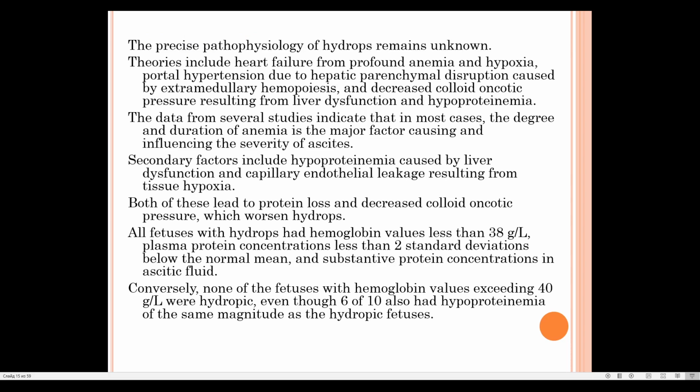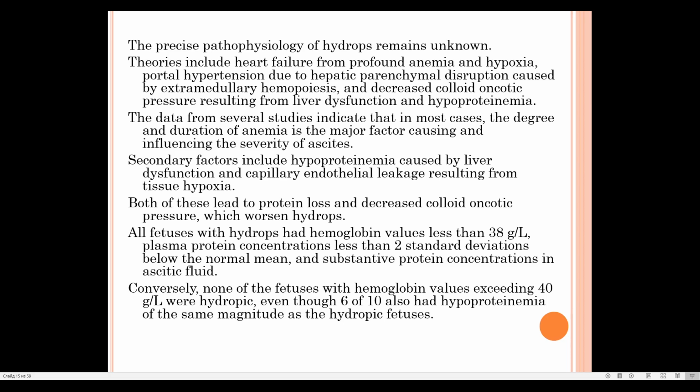The precise pathophysiology of hydrops remains unknown. Theories include heart failure from profound anemia and hypoxia, portal hypertension due to hepatic parenchymal disruption caused by extramedullary hematopoiesis, and decreased colloid oncotic pressure resulting from liver dysfunction and hypoproteinemia.